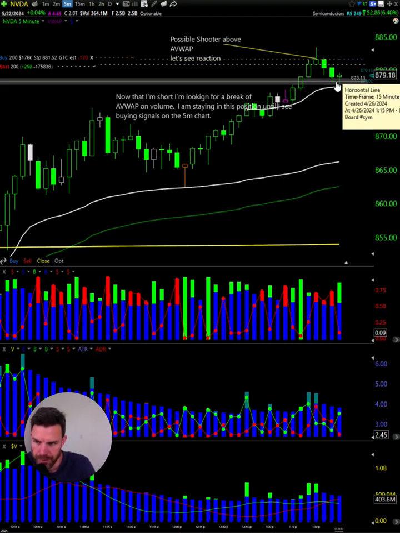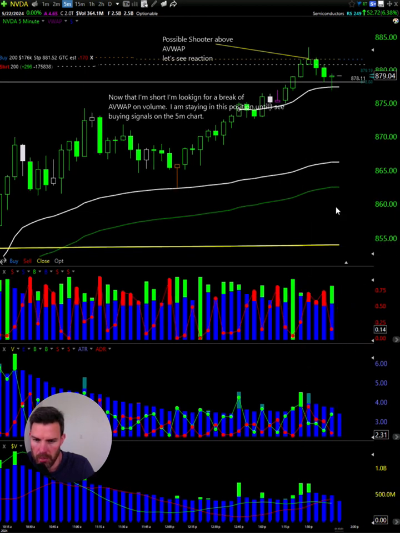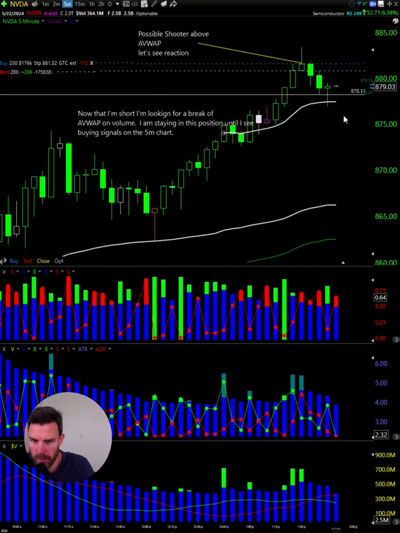But if I'm going to ride this down, what I'd want to see is you close below this, you see sellers continue to come in, and then ultimately you close below this yellow line. But we're pretty far above it right now. So just knowing that, right now, if I'm going to move this down.